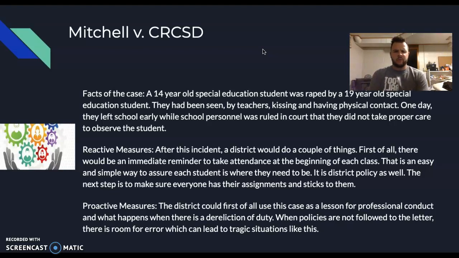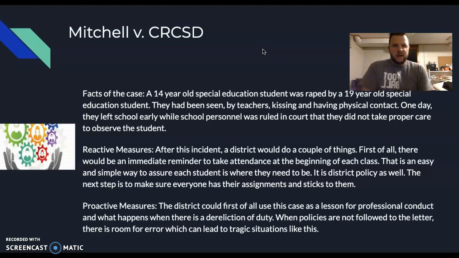The next step is to make sure everyone has their assignments, in terms of observing kids, and that they stick to them. There would be no thinking that, oh, I thought that was their responsibility, I thought it was my responsibility. They have their specific job and they're supposed to do it. Any proactive measures the district could have taken: any district from now on would use this case as a lesson for professional conduct, where they would say, as I just mentioned in the reactive measures, that it is your professional duty to monitor and be responsible for these students.